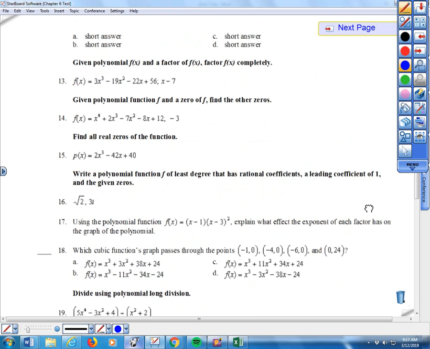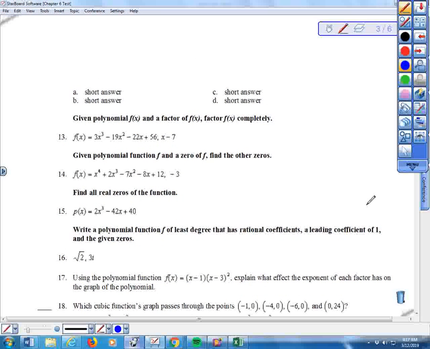Okay, this one, everyone who got full credit on it, I gave it to you because it wanted you to factor, not solve. So you should have written your answer as factored. But if you got the zeros, I figured that was most of the work, so I gave you the credit.